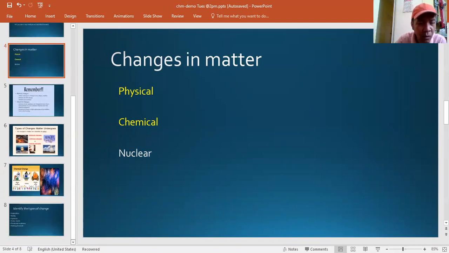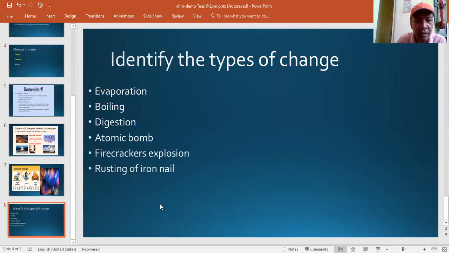Now, I will give you a simple exercise. Identify the types of change. Evaporation. What will be the answer? What type of change does evaporation show? Physical. Why physical? In the evaporation process, water changes to gas or steam. And that steam is still what substance? Water. Water droplets. Right? Still water.